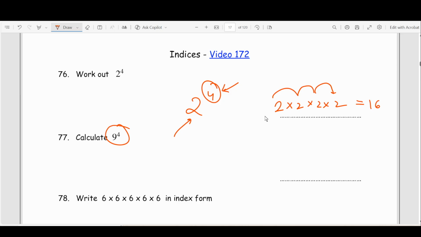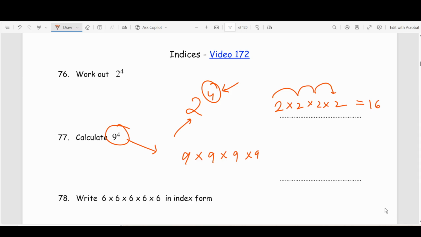Clear. Try this. 9 to the power 4. 9 to the power 4 means we need to multiply 9 4 times. So we do 9 times 9, which is 81. And then 81 times 9, which is 729. And again we do 729 times 9, which is 6561. So that's our answer.